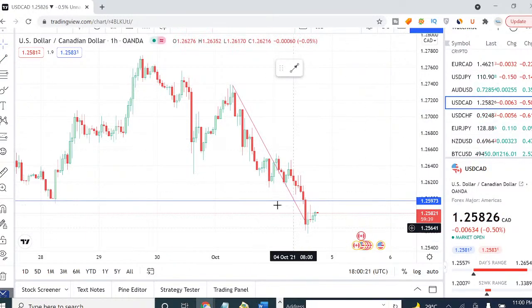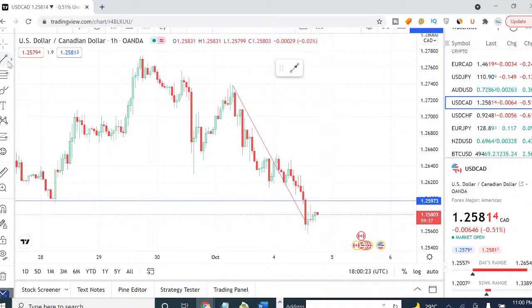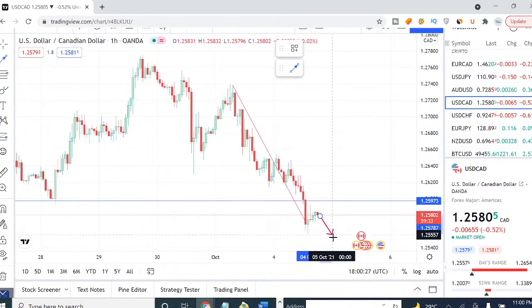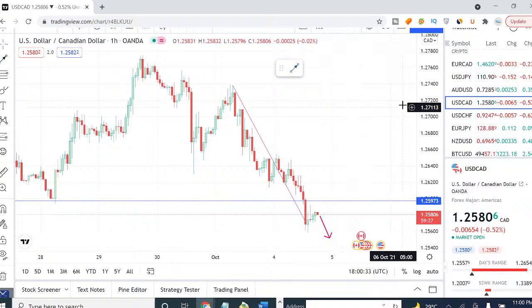Okay, but what I am looking at the moment is that USD CAD is still in the weaker zone, and I am expecting the price to go more down from this area. Okay, so this is the prediction from 200forexpips.com.